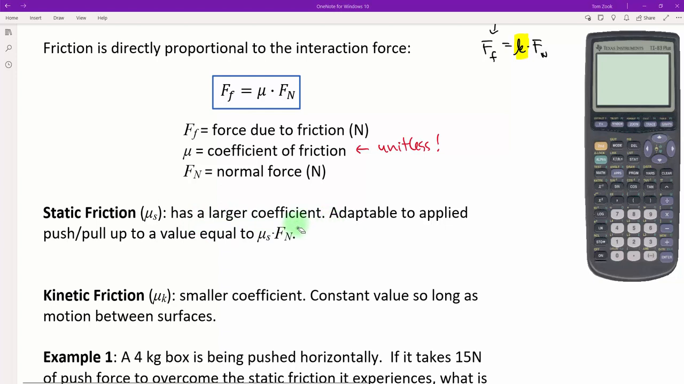So we would say that this is a large value, but what's interesting is static friction is actually adaptable to the applied push or pull, up to a point where we have a force applied that is mu s times the normal force. So the amount of friction we have for static friction, which makes life super fun for you here, I'm going to write this as F sub f s. We're doing double subscripts here. It's actually going to be less than or equal to the coefficient of friction times the normal force.